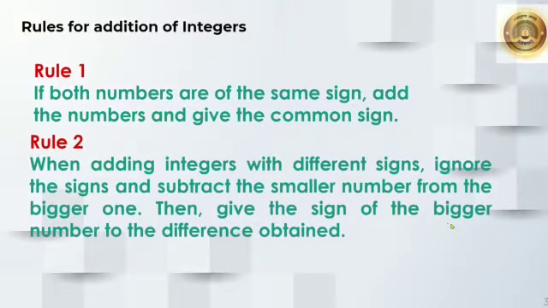Before moving on to that, let us revise the rules for addition of integers. The first rule: if both the numbers are of the same sign, add the numbers and give the common sign. Rule 2: when adding integers with different signs, ignore the sign and subtract the smaller number from the bigger one. Then give the sign of the bigger number to the difference obtained. Please keep these rules in your mind while solving sums on addition of algebraic expressions.